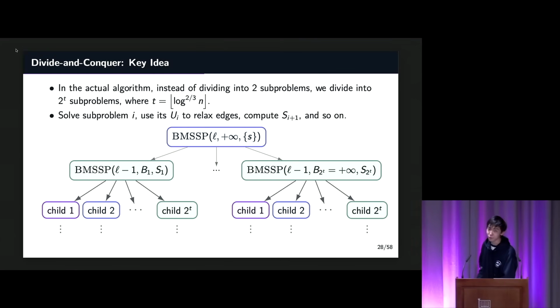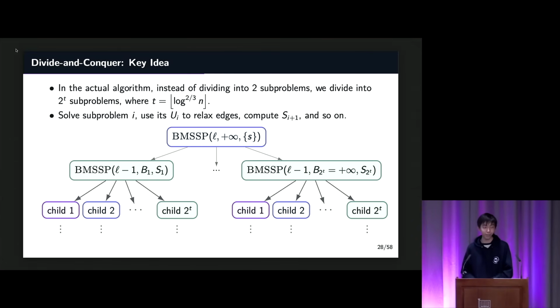But in the actual algorithm, life is never that simple, and we divide into 2 to the power t subproblems instead of just 2 subproblems. And t here is (log n) to the power of 2/3 for the same reason of making sense of the final complexity. But the main idea is the same. We solve subproblem i, use its return set Ui to relax edges, compute the set Si+1, and so on. But now you may have a question. How exactly are we going to partition the current problem into these 2 to the power t subproblems efficiently?